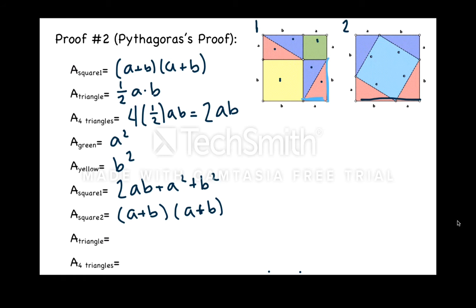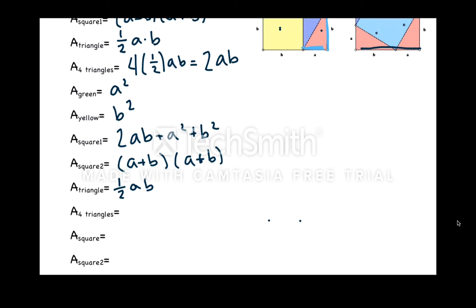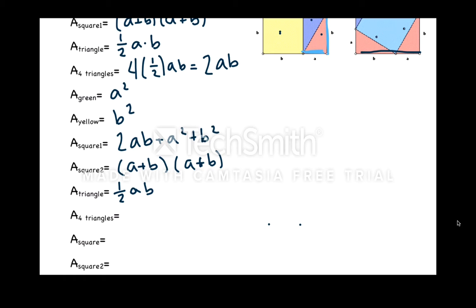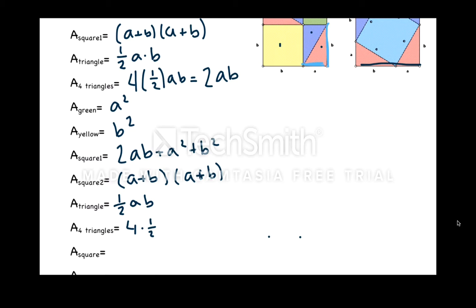The area of a triangle is 1/2 base, which is a, times the height, which is b, and we need the area of 4 triangles. So you're going to multiply that by 4. So you'll have 4 times 1/2 times a times b, which once again simplifies to 2ab. Are you seeing any patterns in this yet?